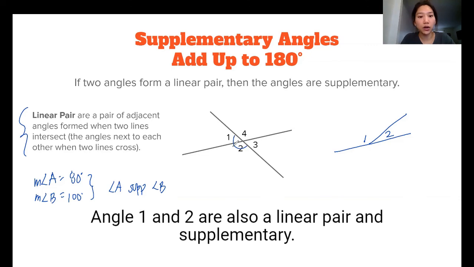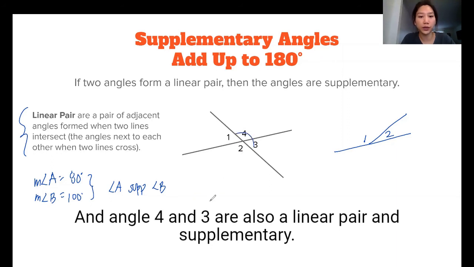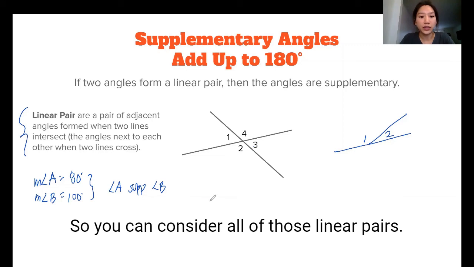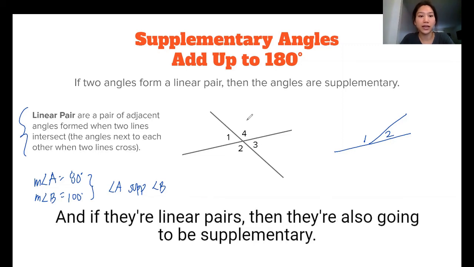Angle 1 and 2 are also a linear pair and supplementary. Angle 2 and 3 are also a linear pair and supplementary. And angle 4 and 3 are also a linear pair and supplementary. So you can consider all of those linear pairs, and if they're linear pairs, then they're also going to be supplementary.